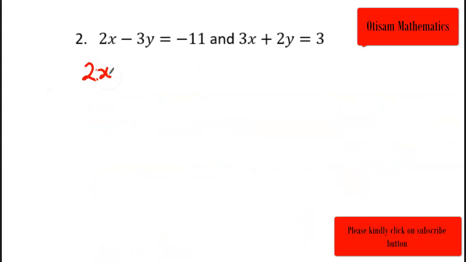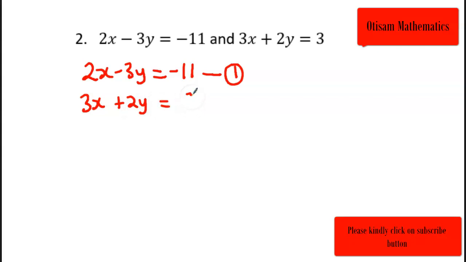So 2x minus 3y equal to minus 11. Let's label this one as equation 1. And then 3x plus 2y is equal to 3. Let's label this one as equation 2. So in the first equation, the coefficient of x is 2, and for y it is minus 3. Here in 3x, the coefficient is 3, and the coefficient of y is 2.